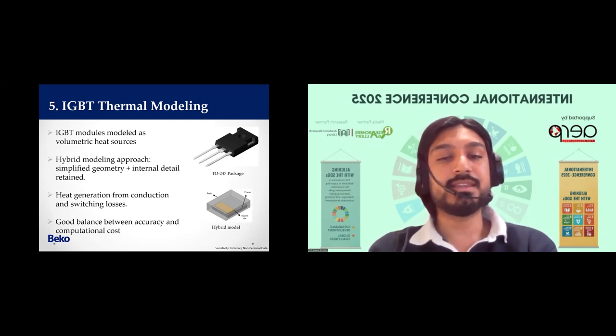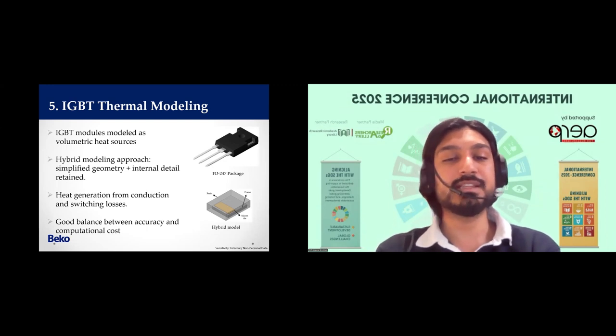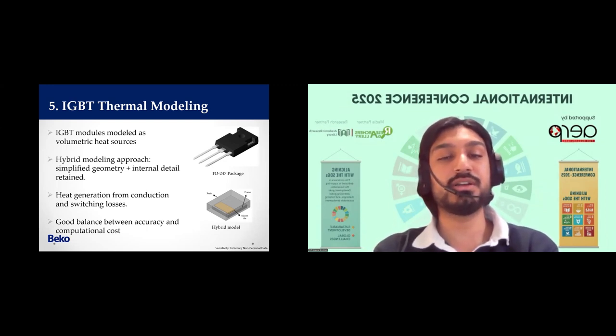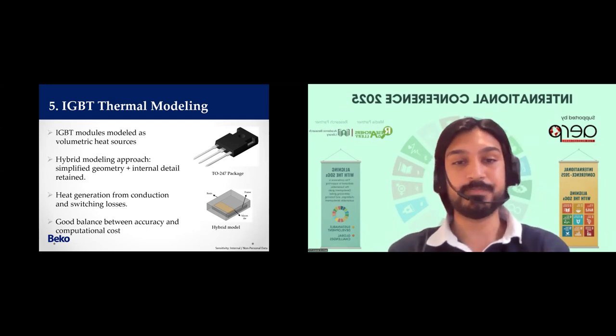To balance the accuracy and the computational cost, we adopted a hybrid modeling approach. We simplified the actual geometry of the IGBT, but we kept the essential internal layers like the silicon die, the copper frame, and the resin encapsulant. The IGBTs were mounted on the heatsink via a thermal interface material, which represents the realistic heat conduction path in the hob. The setup allowed us to accurately capture the main heat transfer mechanisms while keeping the computational cost manageable.